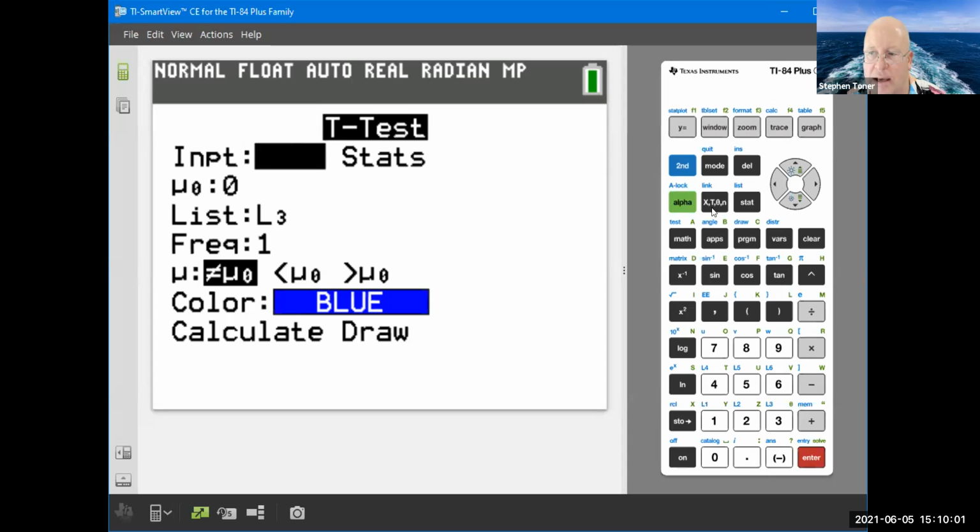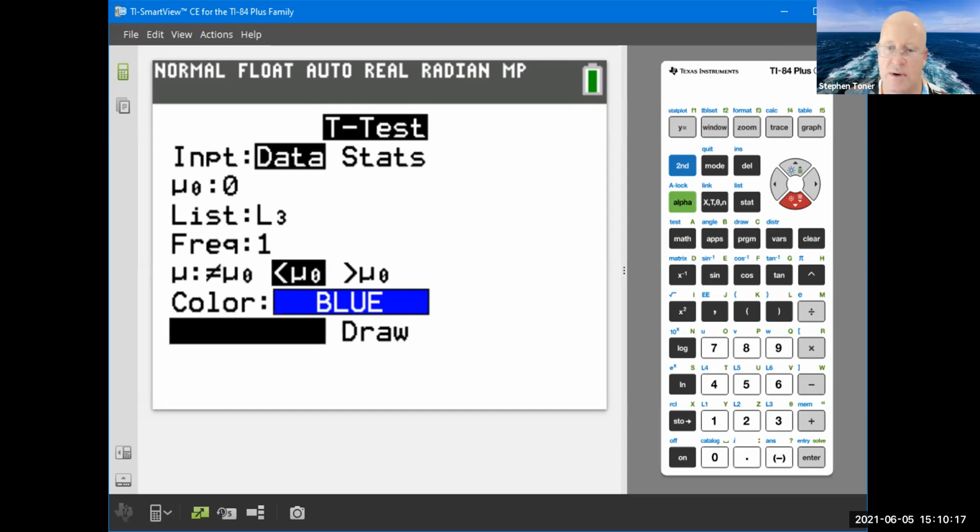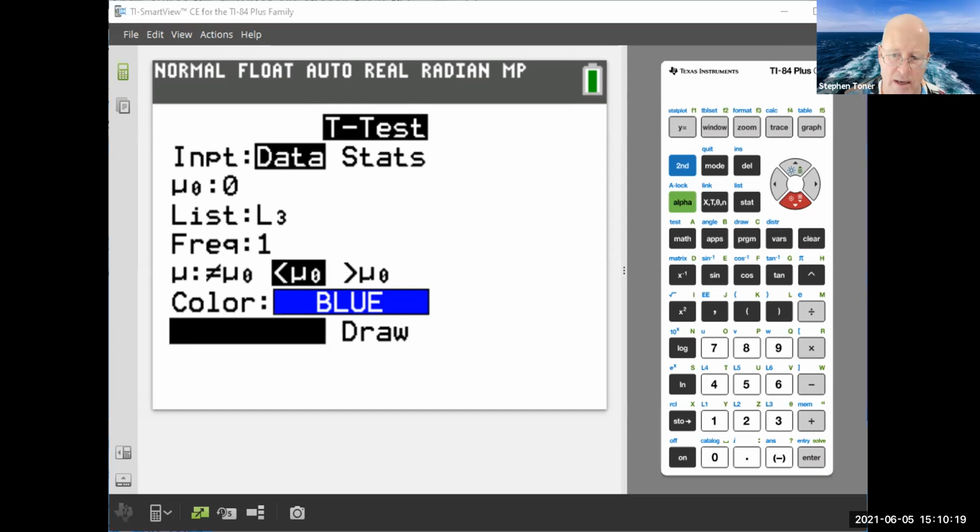And I don't have it selected yet, but I would go down and I would select the less than, up to there, move to the right, select it. And then I would go through, hit calculate, and we'd be good to go. So let's go back to this other screen and make a couple of comments.